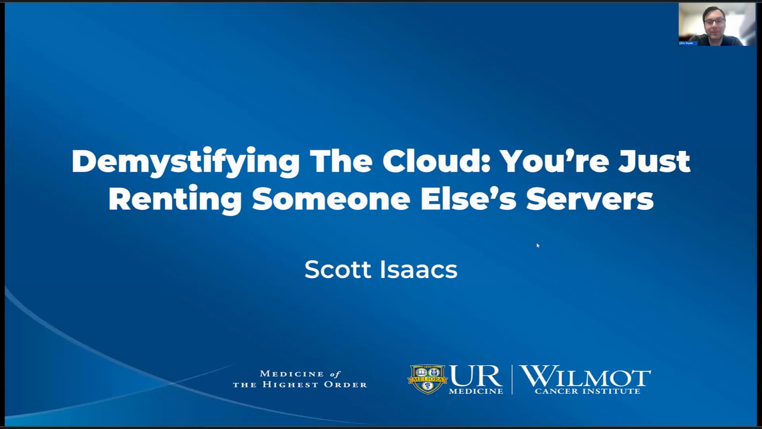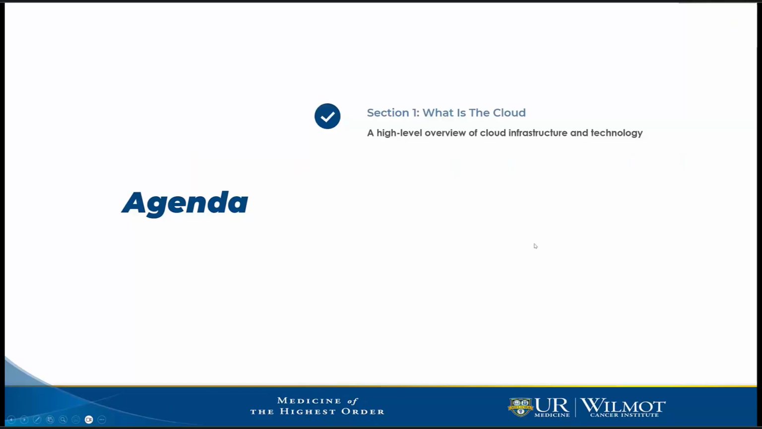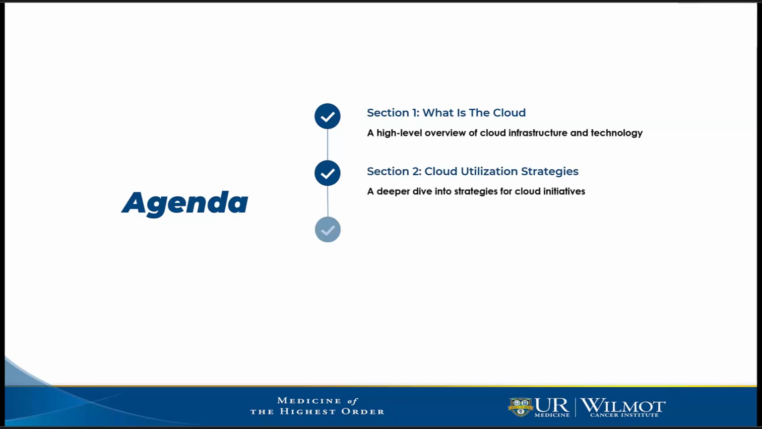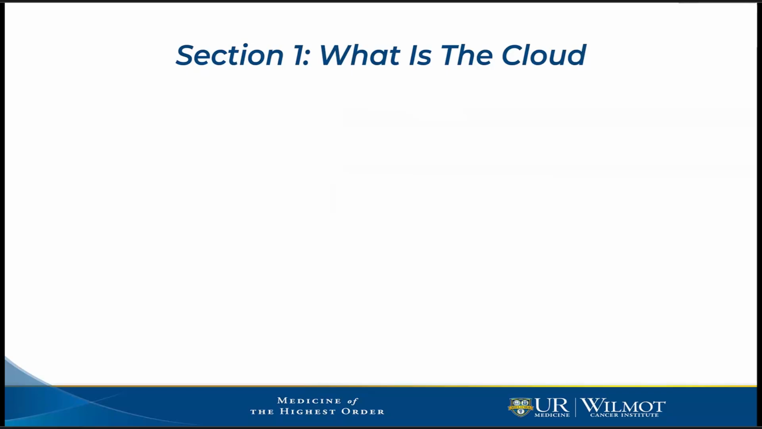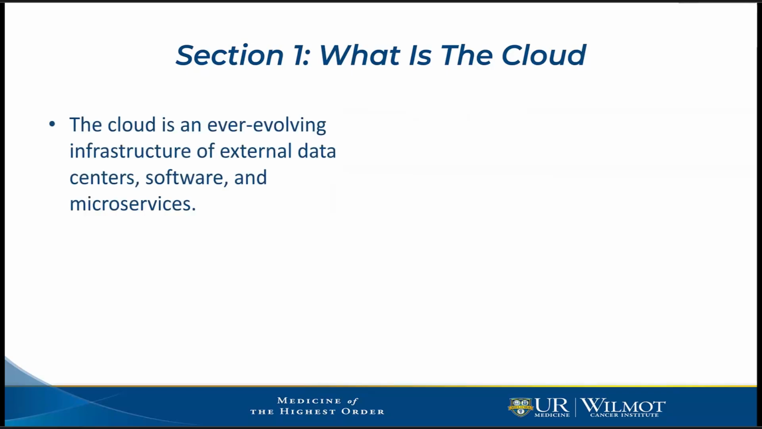Today's agenda is going to be, we're going to start off with just a high-level overview of what cloud infrastructure is and the technology behind it. Then we'll get into some cloud utilization strategies. So to just go ahead and kick us off, what is the cloud? The cloud is an ever-evolving infrastructure of different data centers that are connected, software, microservices, and things of that nature. Every day, different cloud providers from Azure, AWS to Google come out with new different offerings or change their offerings.